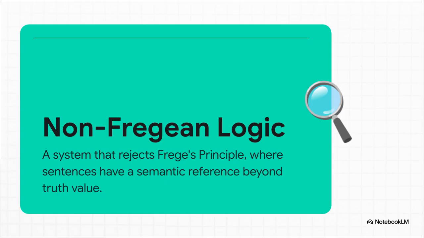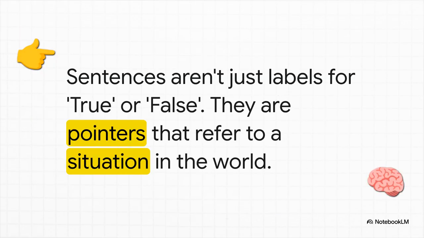It makes this pretty radical claim that sentences have a meaning, a reference to something out there in the world, what logicians call a semantic correlate, and that this meaning is totally separate from just being true or false. And this changes everything. We're adding a whole new dimension here. Suddenly, a sentence isn't just a boring label for true, it's a pointer. It points to a situation, an idea, a state of affairs. It actually has a reference.